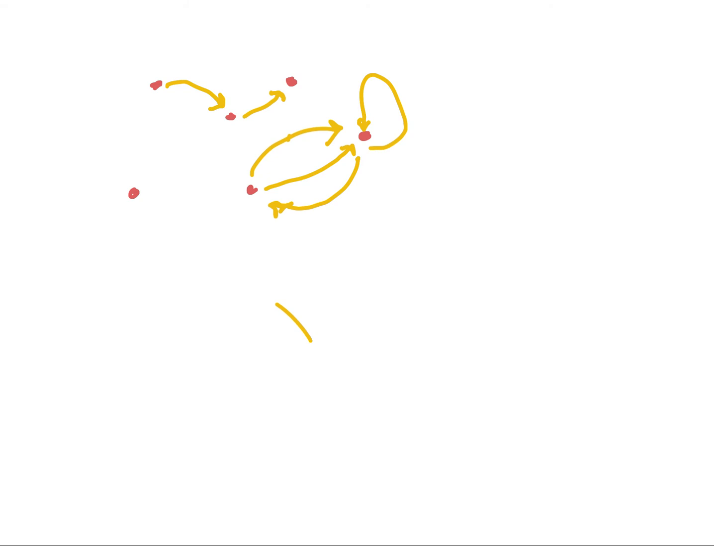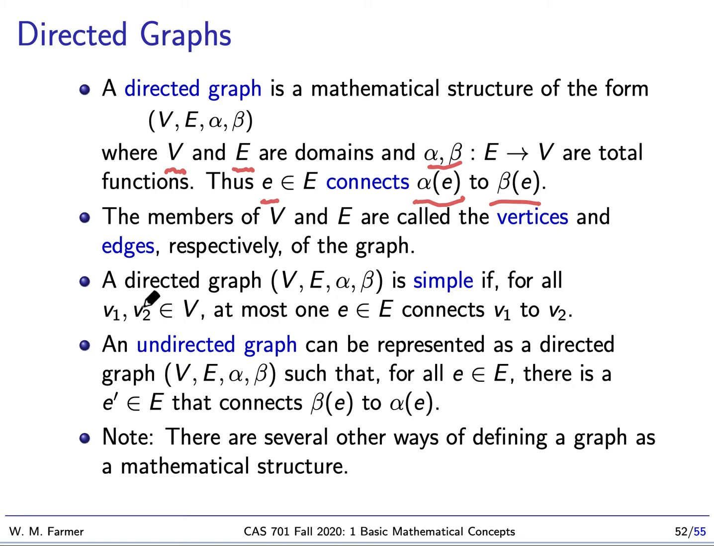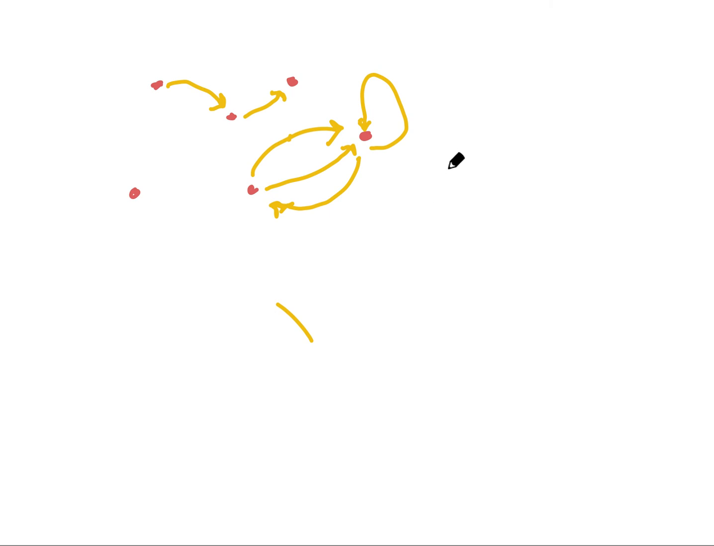If we go back to here, we can say a directed graph is simple if for any two members of V, there's at most one member of E that connects these two. So if we go back to our little example here, this is not simple, because of what's happening right here. We have two edges that are both going from this vertex to that vertex. So that's what a simple directed graph is, and usually those are the kind of graphs we're interested in.